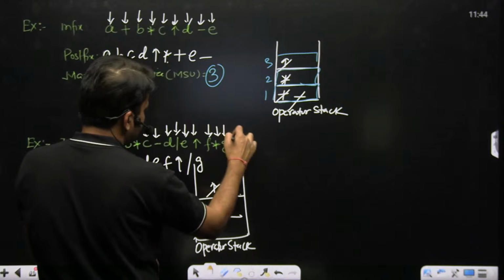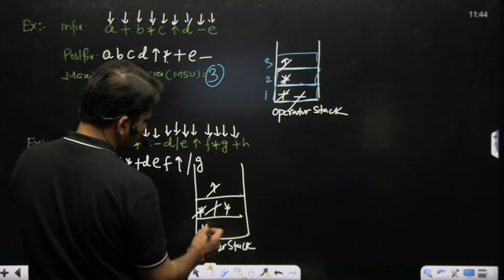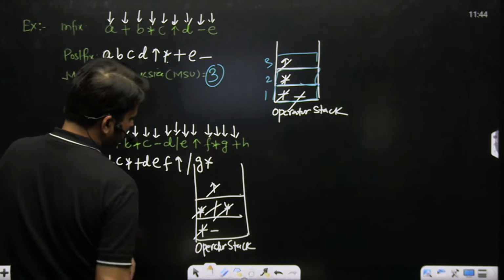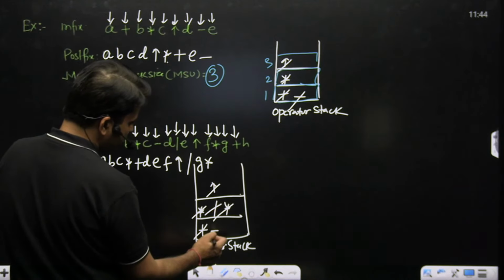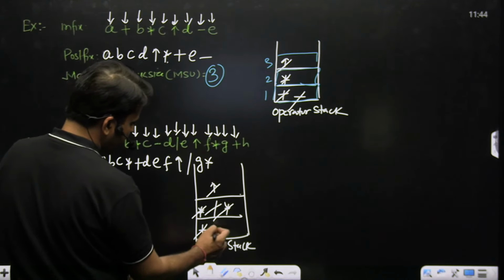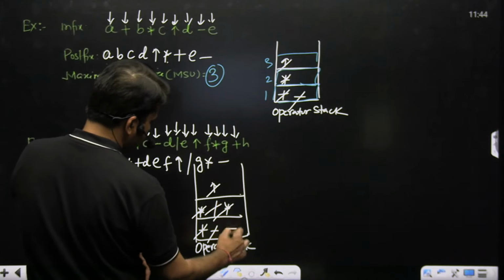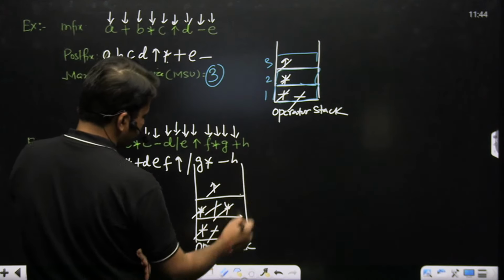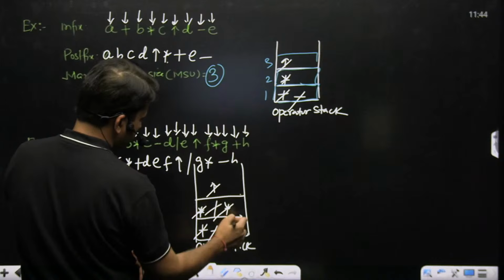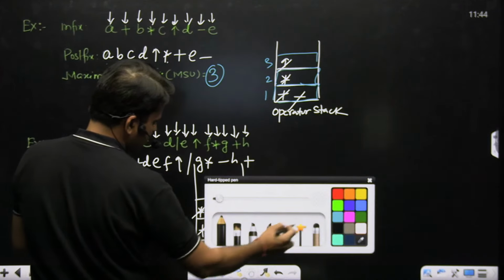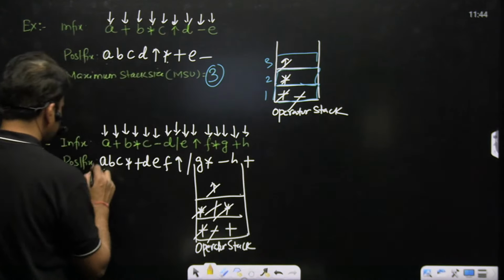After this, plus has lower precedence, so first pop this star, and plus and minus have equal precedence but the associativity rule is left to right, so this is also popped, and then push plus here. After this comes H, and after completion you pop plus from this stack. So what you will get, this is the answer, student.